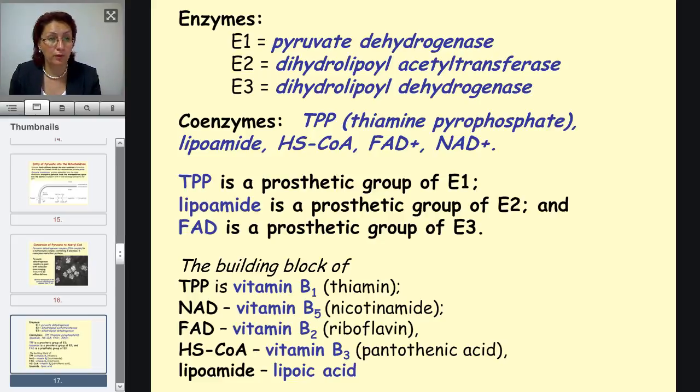The building block of NAD is vitamin B3, nicotinamide. For FAD, vitamin B2, riboflavin. For HS-CoA, vitamin B5, pantothenic acid. And lipoamide is lipoic acid.